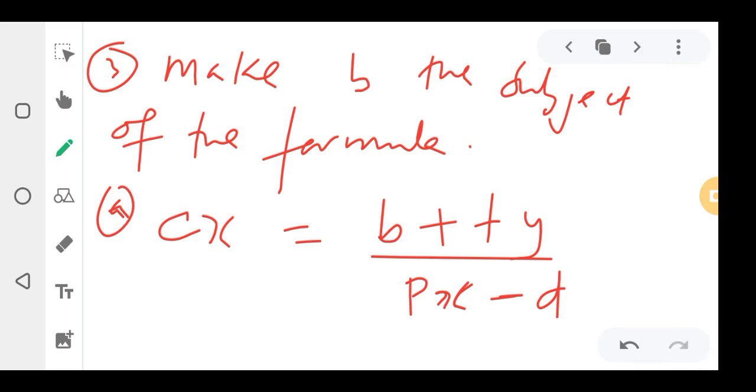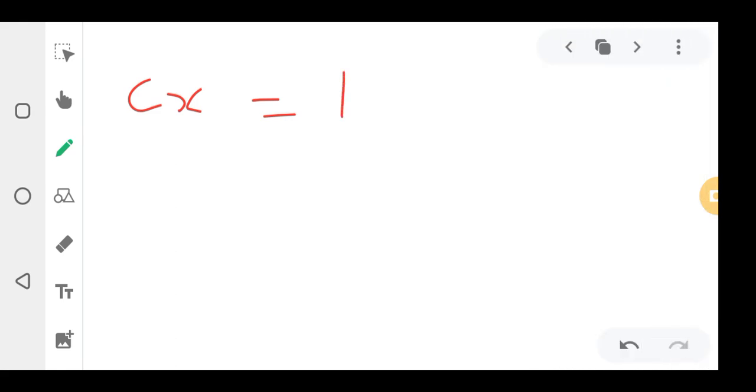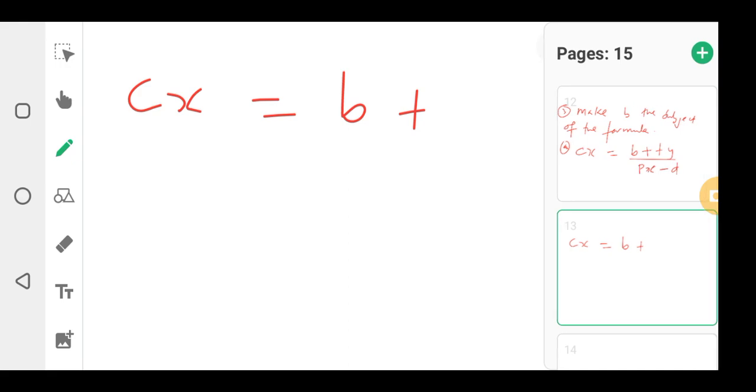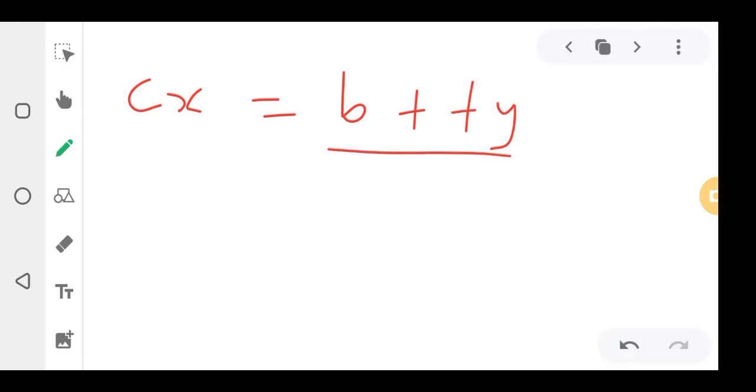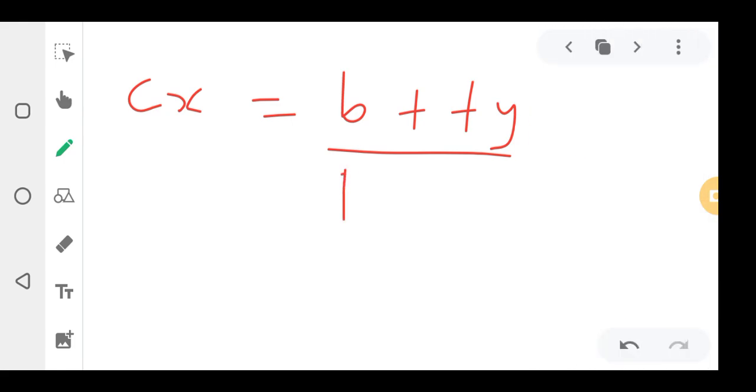Make b the subject of the formula. Okay, we're making b the subject. Cx is equal to b plus ty over px minus d. Okay, that is what you're supposed to do.